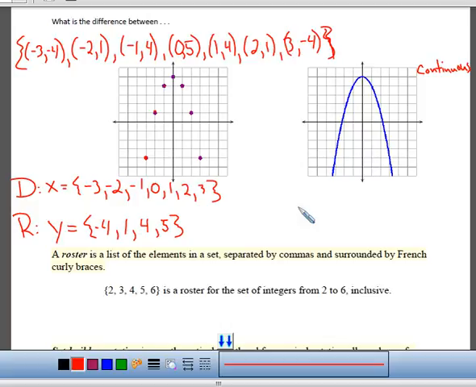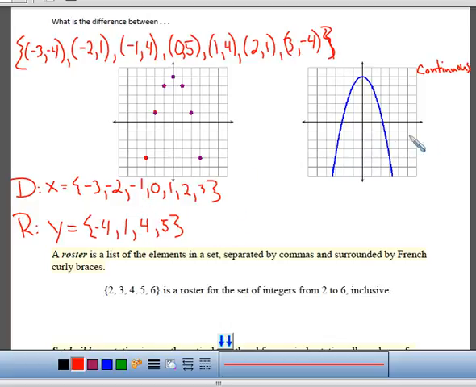And I know my curly brackets are a mess. This is a roster. A roster is a list of elements in a set, separated by commas and surrounded by curly braces. So if you look up at the coordinate pairs that we wrote above our graph, that is a roster. And this notation is roster notation, okay? And when we talk about this, these points are all included.